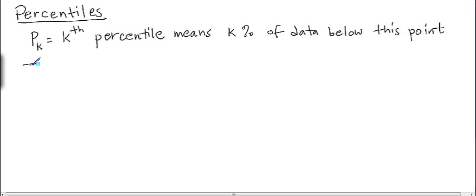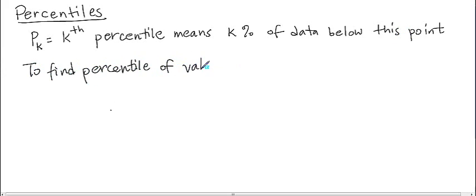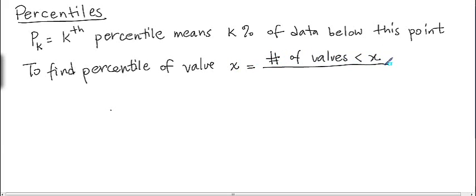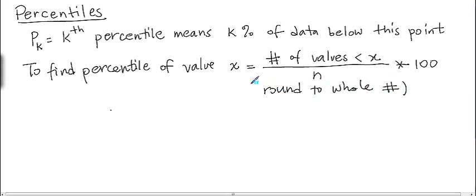Okay? So to find a percentile, let's say of some value x, you want the number of values less than x divided by the total number of values, that's our sample size n, and we want to multiply that times 100. And then if you get a decimal, you want to round this to a whole number. Okay, so let's do an example.